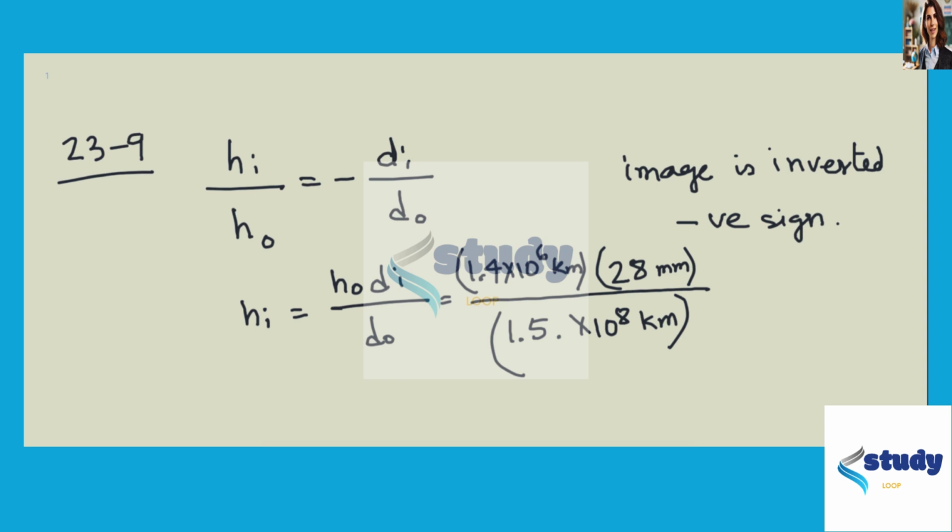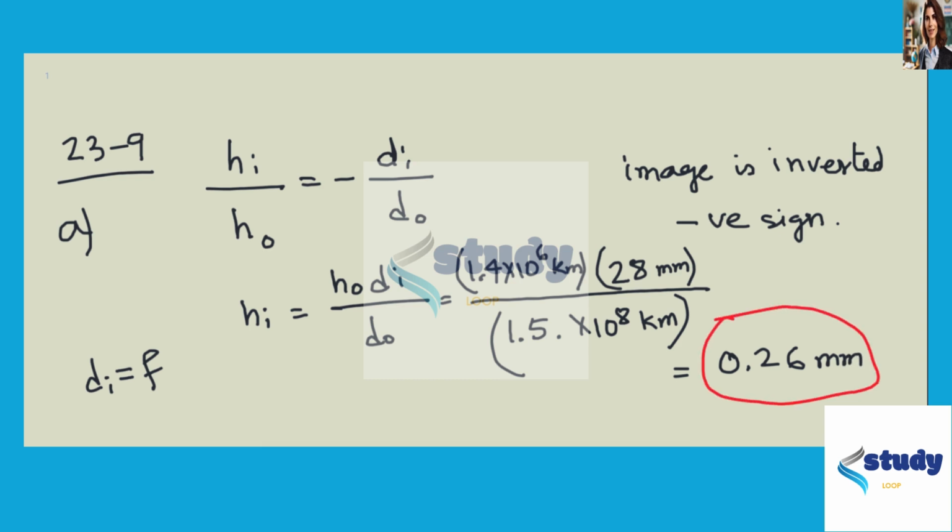Now the reason we took di as 28 is because, since the object is very far away, we know that the image that forms behind the lens is always at the focal point. So since our focal length is given, we can take our focal length as our image distance. That's part A, and that gives us our hi as 0.26 millimeters.